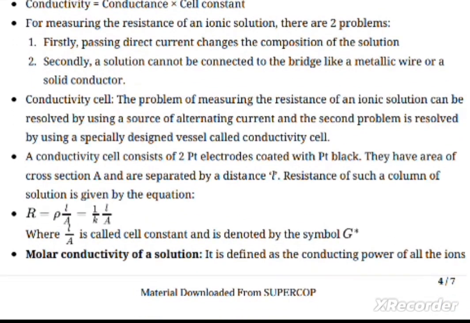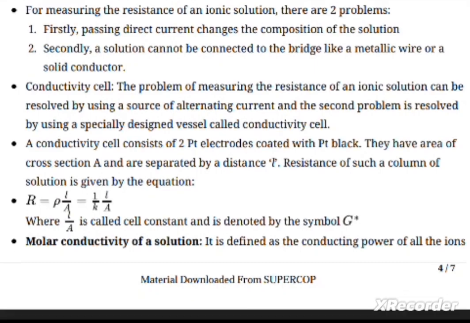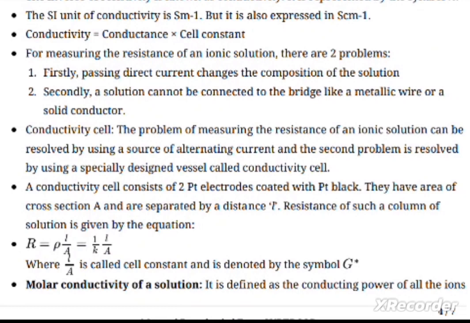A conductivity cell consists of two Pt electrodes coated with Pt black, having area of cross section A and separated by a distance L. The resistance of such a column of solution is given by the equation R equals rho into L by A.